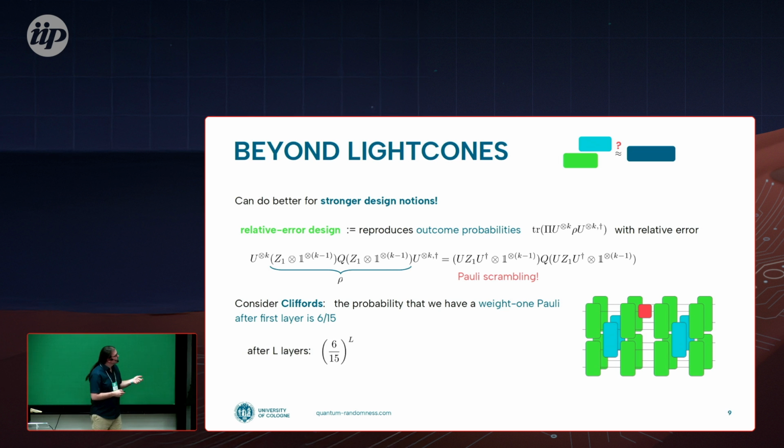Now I can iterate this. After L layers, I have (6/15)^L as a lower bound for my probability to have a weight 1 operator in the end. But from a Haar calculation, what we expect is something that is exponentially small. So if these things should be within relative error of each other, then the number of layers has to scale linearly with the number of qubits. So that's essentially the argument here.